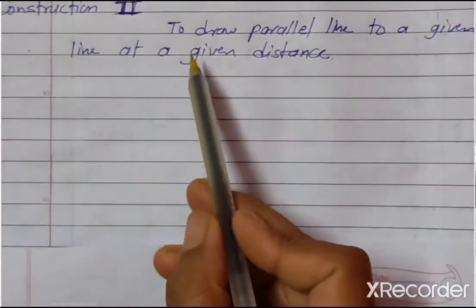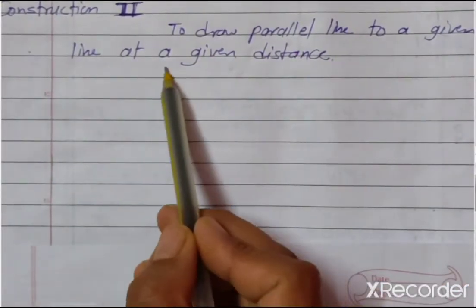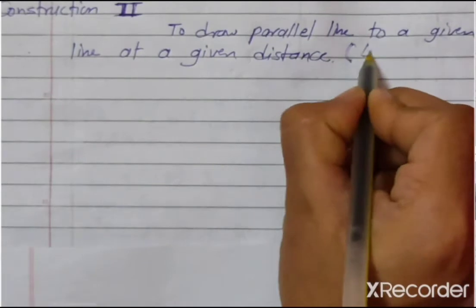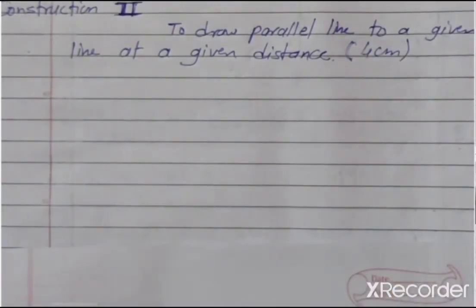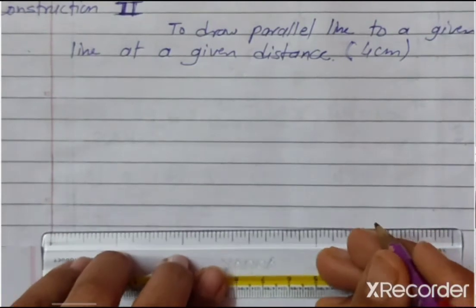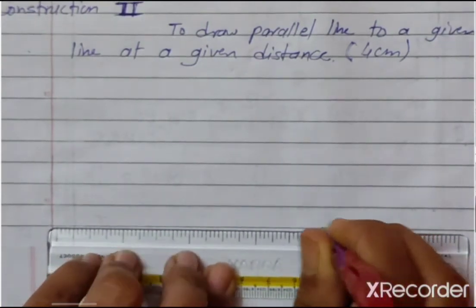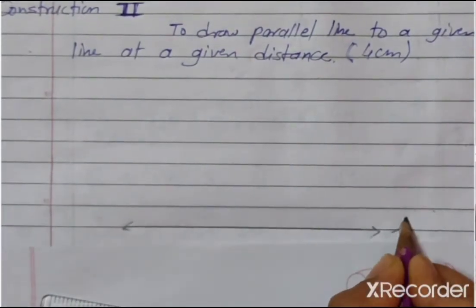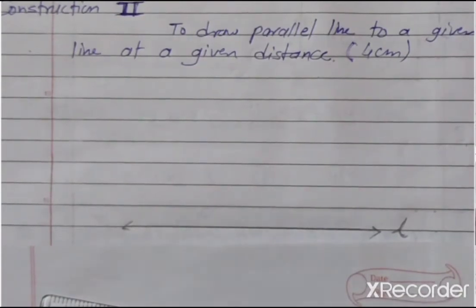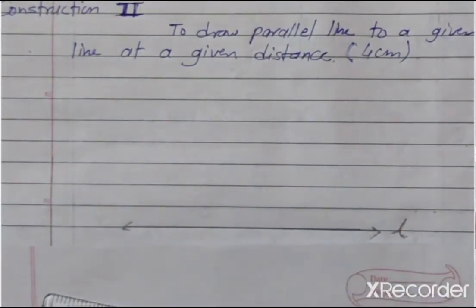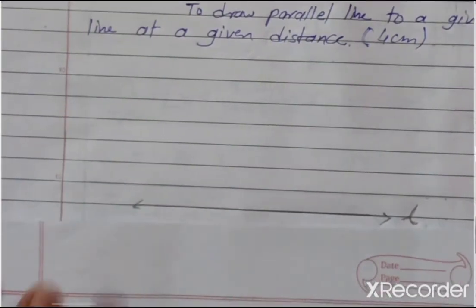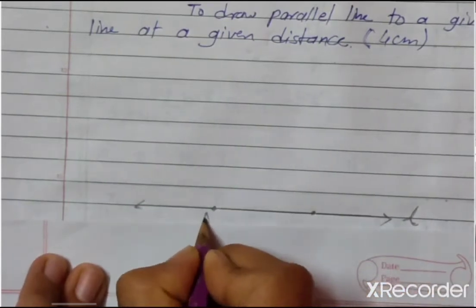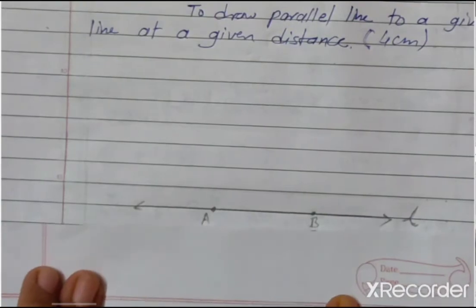Second type of construction, to draw a parallel line to a given line at a given distance. This distance is given. Suppose this distance is 4 cm. So let us construct it. First draw a line L. Suppose this is line L. Now take two distinct points, suppose point A and B, on the line L.